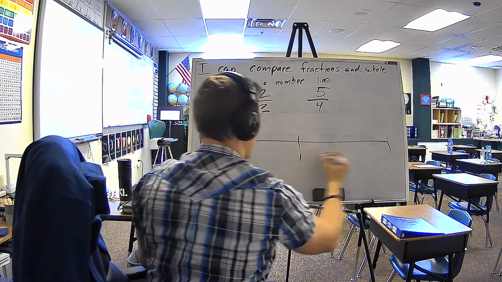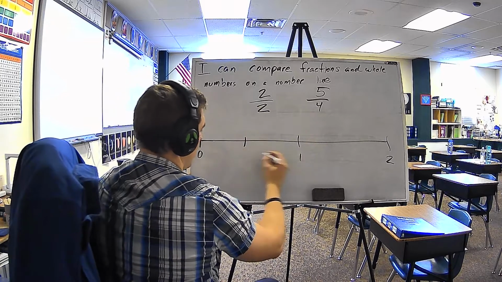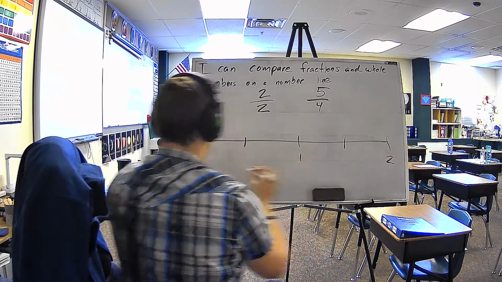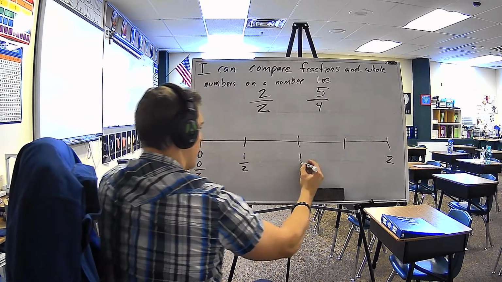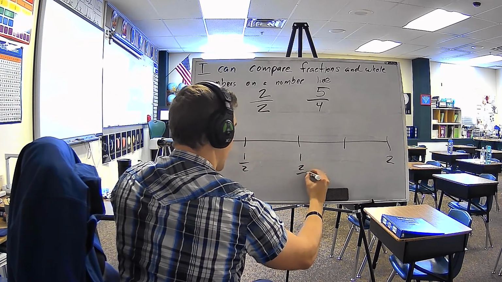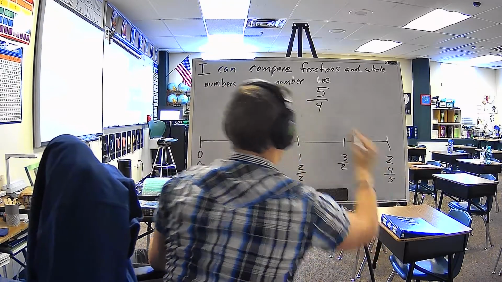0, 1, 2. Let's do the halves first. 0, 1/2, 2/2, 3/2, 4/2. Label those as such. 0/2, 1/2, 2/2, 3/2, and 4/2. And now going to 4.